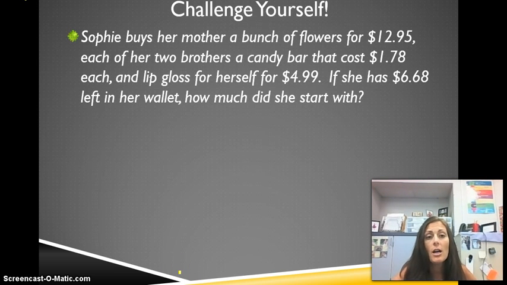And the problem is, Sophie buys her mother a bunch of flowers for $12.95. Each of her 2 brothers, that's important. So Sophie buys her mother a bunch of flowers for $12.95. Each of her 2 brothers a candy bar that costs $1.78. Now remember, she bought each of her 2 brothers a candy bar. A lip gloss for herself for $4.99. If she has $6.68 left in her wallet, how much did she start with?